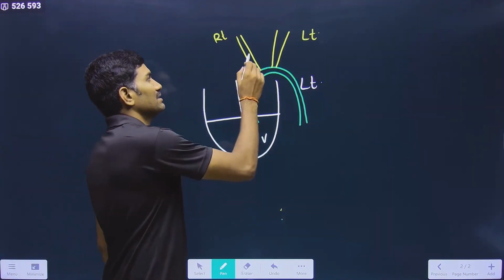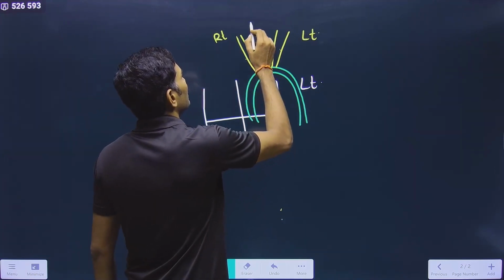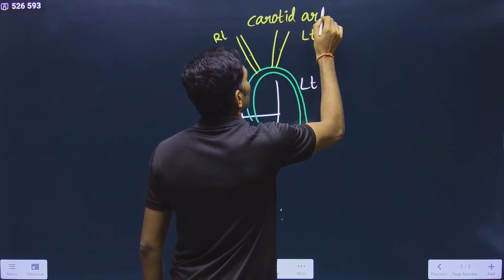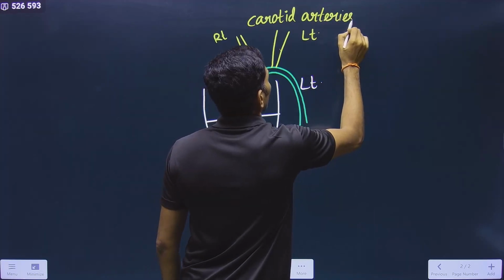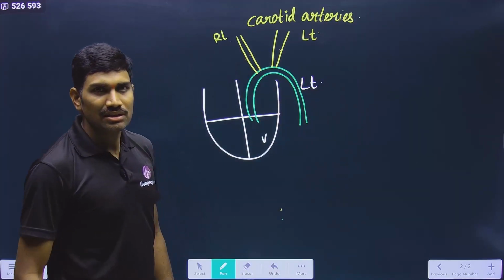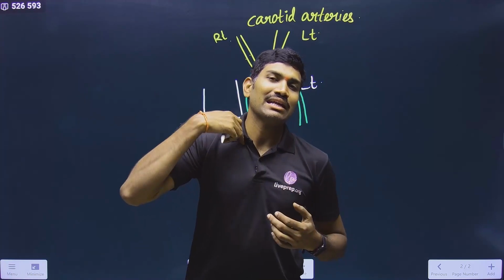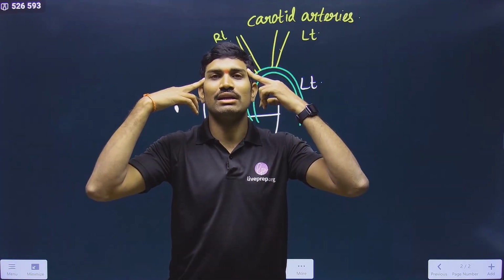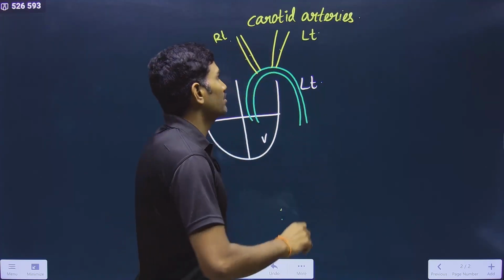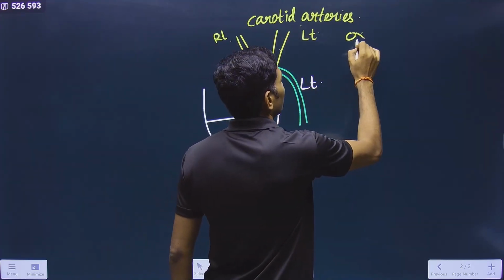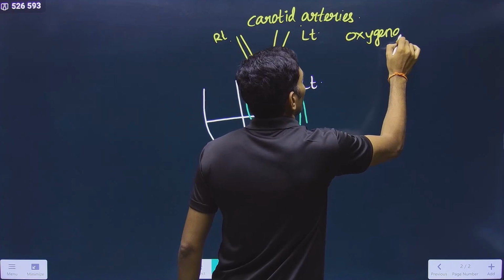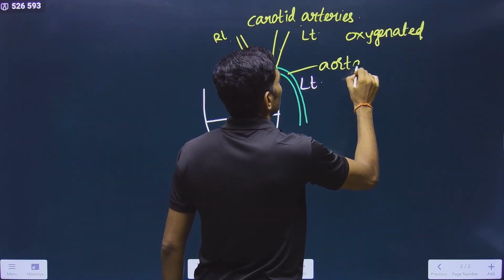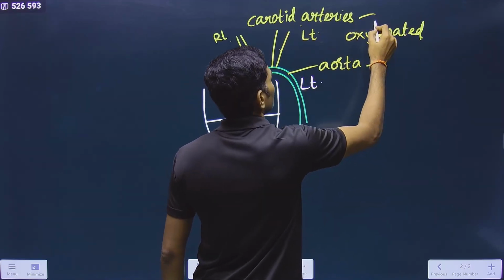So in this way, there are some arteries. They are called as carotid arteries. Right and left carotid arteries. Right carotid artery will carry blood to the right side of our head, and left one will carry to the left side of our head. And please remember, these carotid arteries are carrying oxygenated blood. And this is the aorta. This is also carrying oxygenated blood.